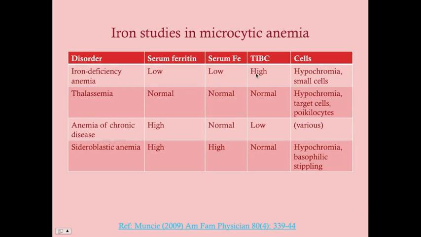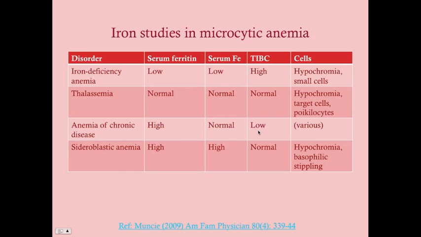With thalassemia, it's all going to be normal. This is just a congenital disease. With anemia of chronic disease, you have a high serum ferritin. Why do you have a high serum ferritin? Because you want to pull in all the possible iron into the cells that you can. You want no iron in the serum. You could have a normal serum iron, but it will tend to be normal to low. And TIBC will be low because you don't want iron in the serum.